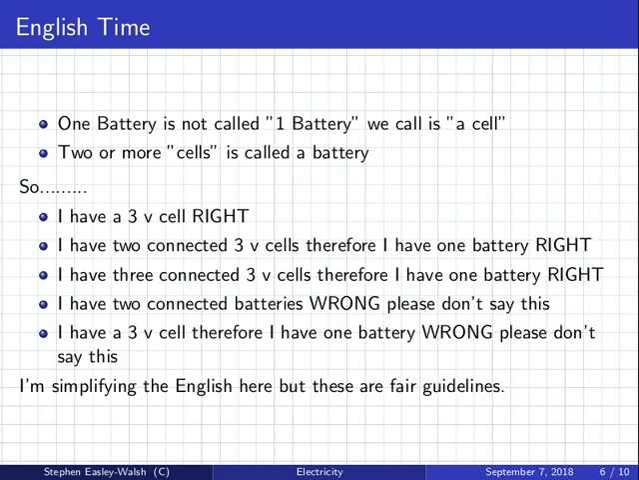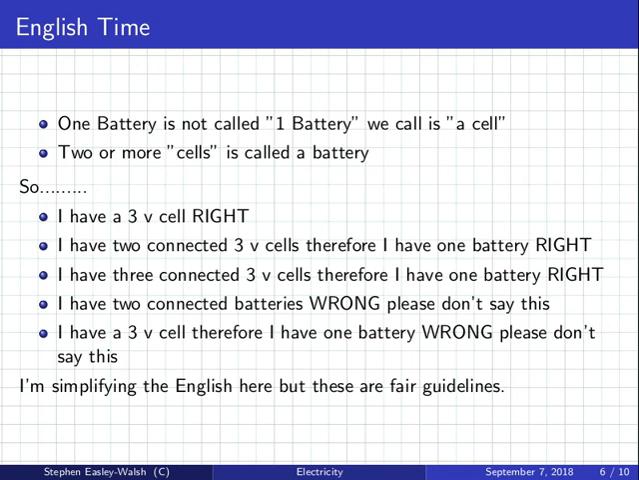Battery is an old word that means a group of soldiers with guns. This is the reason it was used, because people imagine a group of cells being like a group of soldiers with guns that fire electrons, you know. So that's why we said a battery of cells.